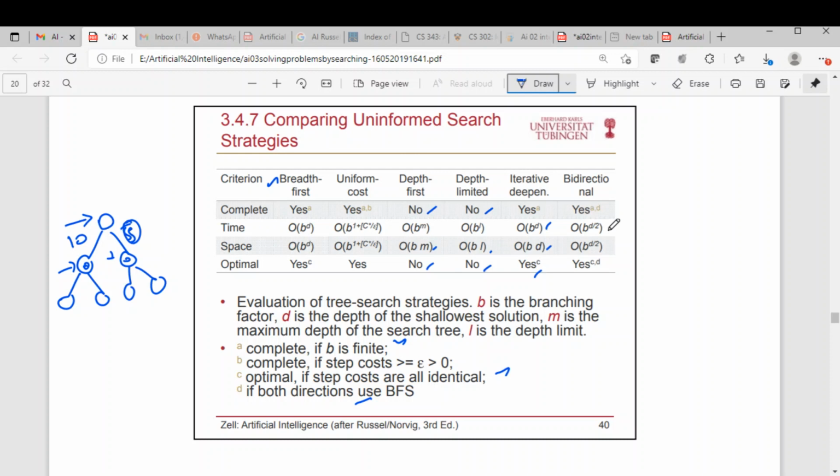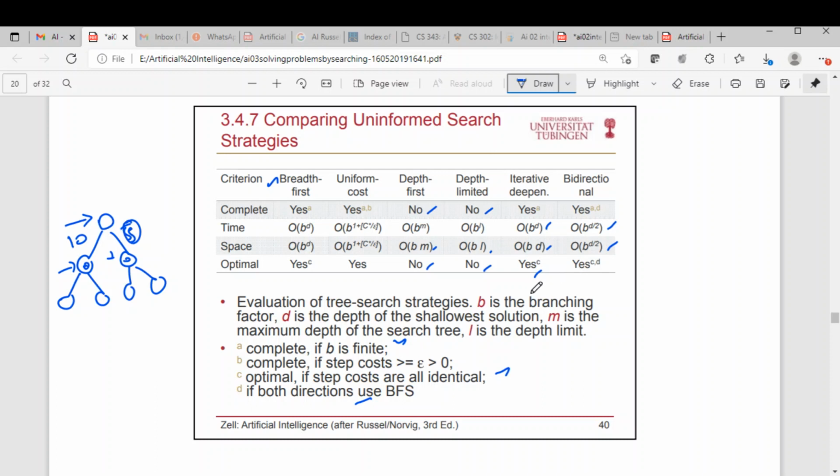What's the time complexity? Order of b to the power d by 2. Space complexity, order of b to the power d by 2. Is it optimal? Yes, with the conditions C comma D. That is, if step costs are identical and in both directions it uses BFS, then it is optimal.